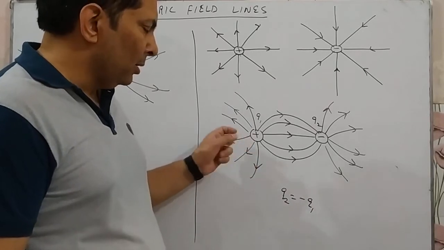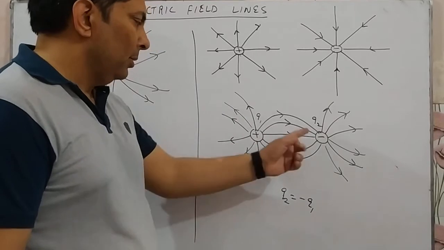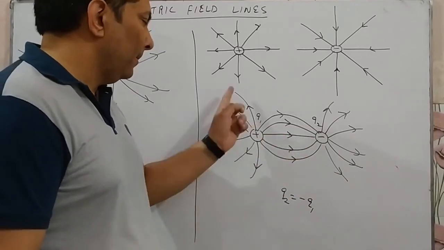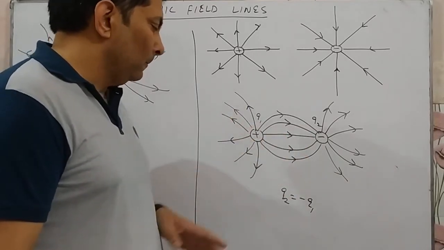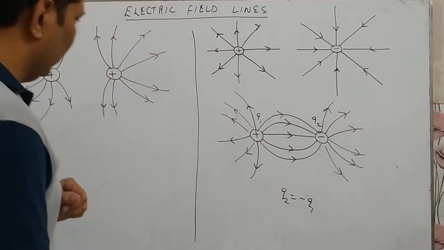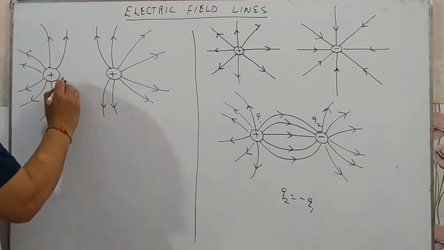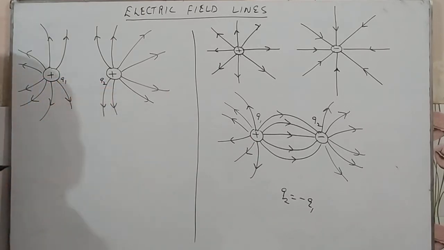You can see here the electric field lines are going from positive to negative, and the other lines are drawn in this way. This is the electric field line arrangement for an electric dipole. Similarly, if we have two positive charges, the first named Q1 and the second named Q2, the electric field line arrangement will be like this.